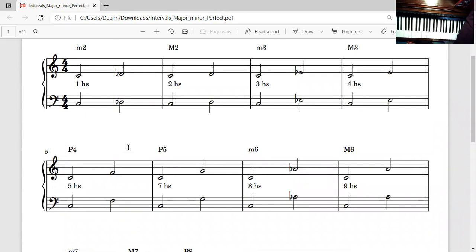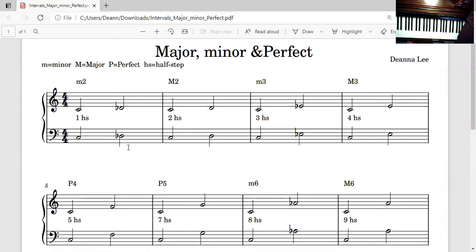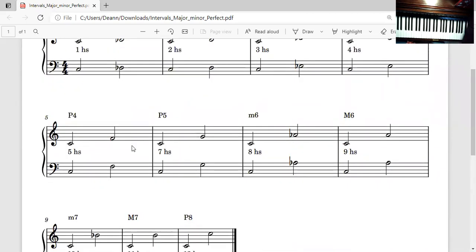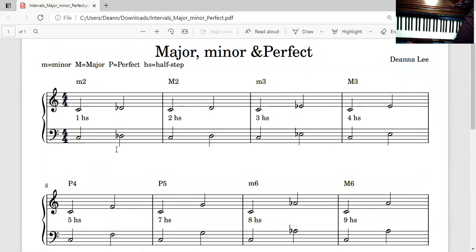Easiest way to remember them, I don't know. I memorize the half steps and I memorize the sounds. So you can use little tunes, like Here Comes the Bride, to trigger your memory sound wise. And for me, I always have to keep in mind the number of half steps.